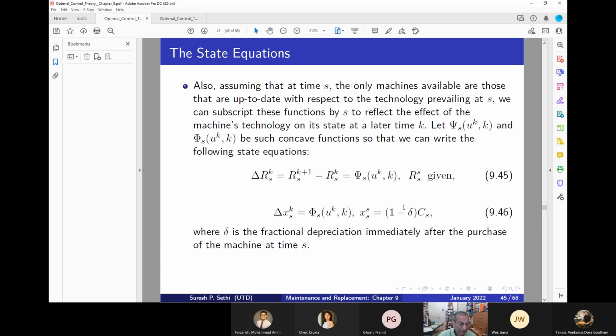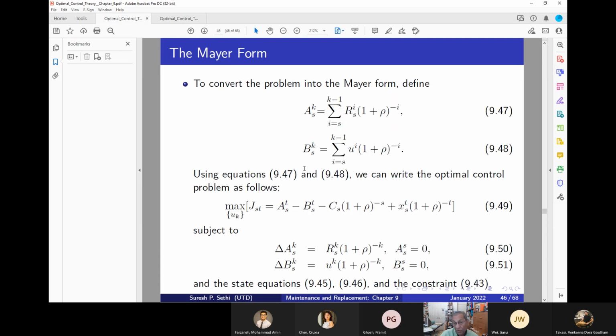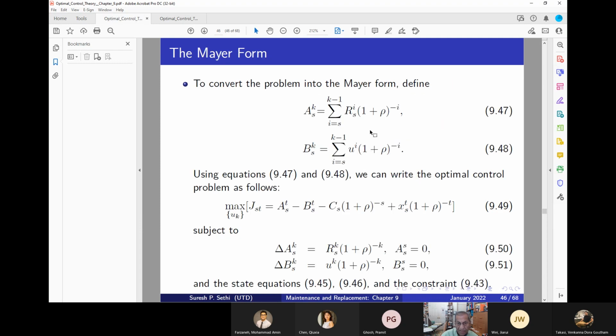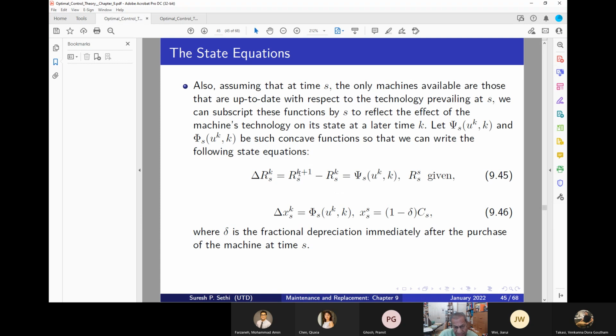So it's fixed. We just assume it to be fixed, and that is your out of the shop. Not that I will buy a machine and sell it right away, but my notation for the salvage value requires an initial salvage value, and the initial salvage value is not CS, but it's (1 minus delta) times CS. You can put CS if you want, but then there is no depreciation. Now, we have defined the problem.